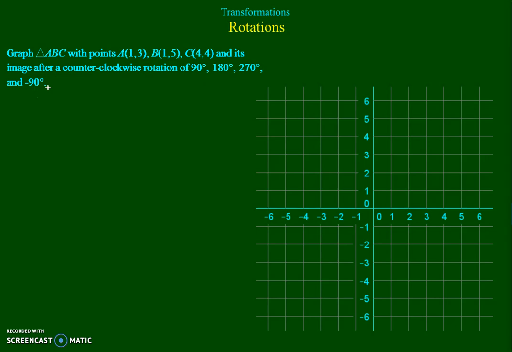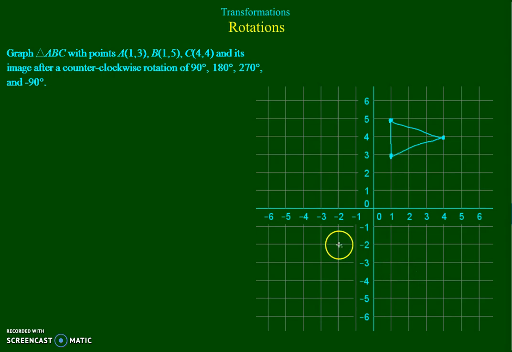First thing, let's plot the points. Point A is at 1, 3. Point B is at 1, 5. And point C is at 4, 4. And there is our triangle. Not too bad for freehand.